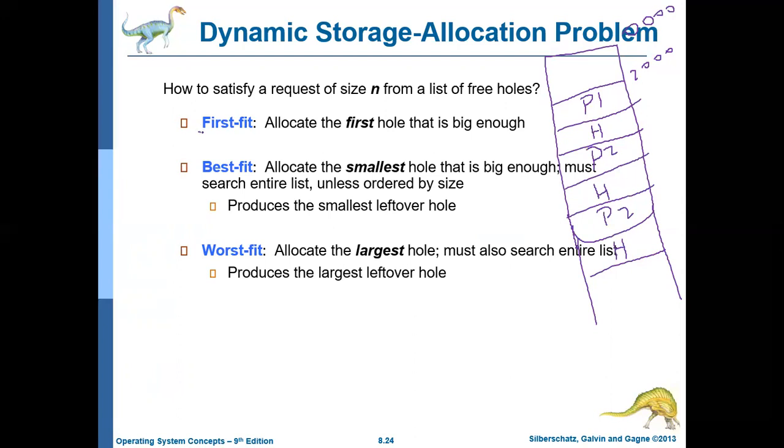The first method is called first fit. First fit means allocate the first hole that is big enough for the process. Say the process needs 100 MB, and if this hole size is only 50 MB, then you obviously cannot give it. Say this hole is 200 MB. If this hole is 200 MB, then this hole can accommodate a 100 MB process. So give this hole. Let the new process come here. That is what first fit says.